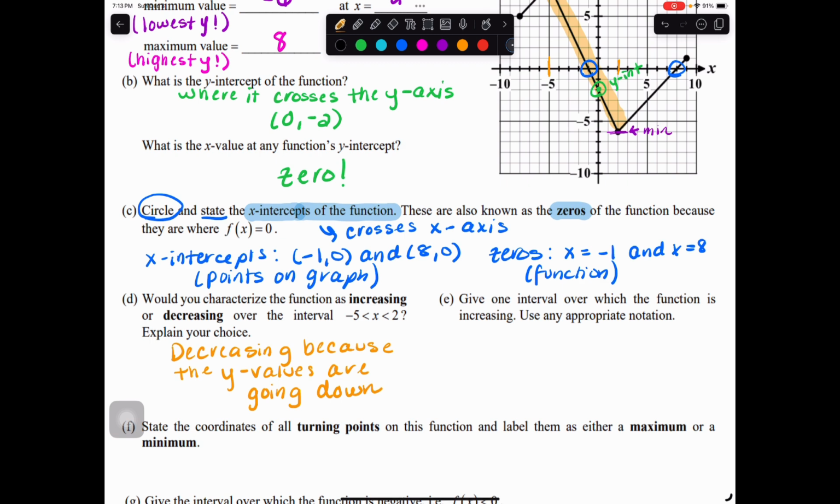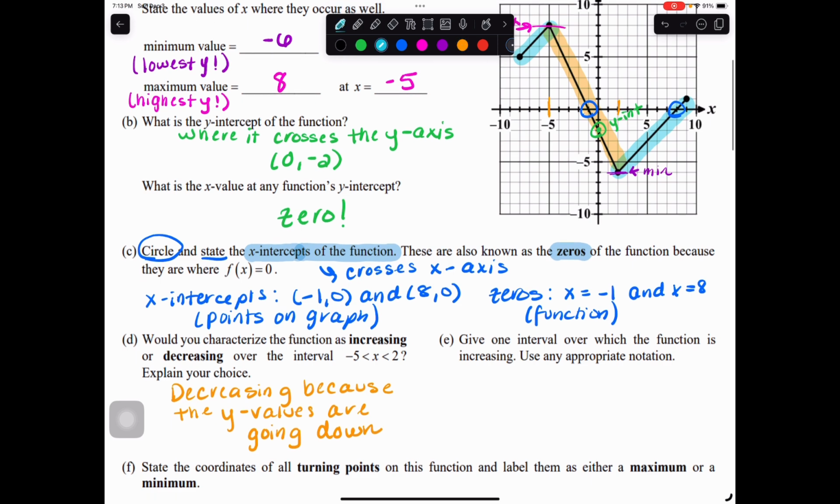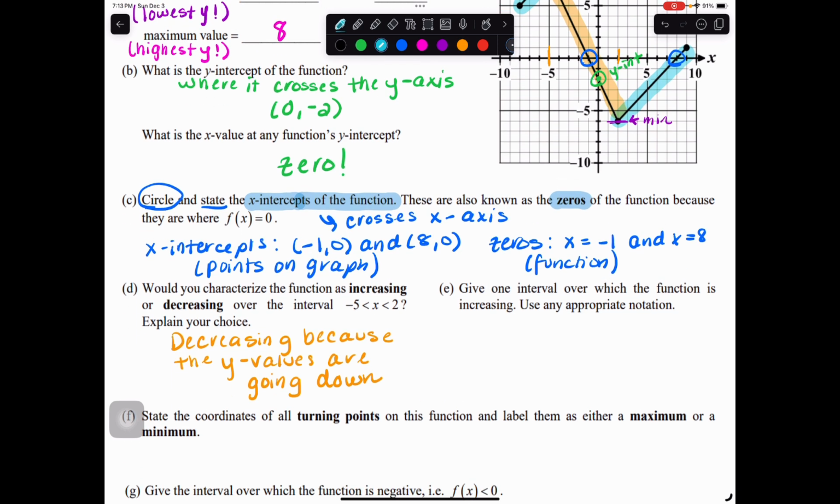Next, it says give one interval over which the function is increasing. So we want to look at the graph and see where it would be going up. If I go back with my highlighter, I kind of see this portion here and this portion here. So I have some choices. They only wanted me to give one interval. Since this is our notes, we'll list both of them so you understand that you had choices here. When you're giving the interval over which something is increasing or decreasing, let's write down that we only want to use x values.